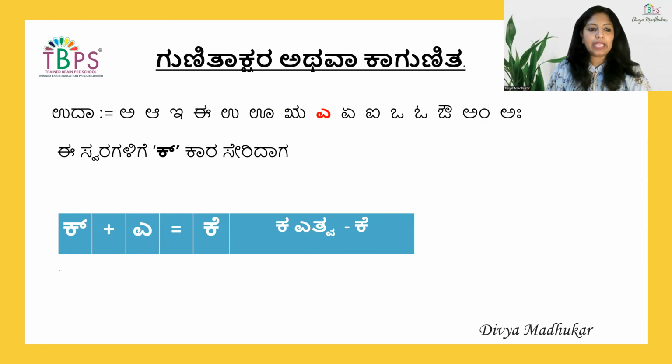Now we are going to add A. K and A is Ka. K etva. Etva Ka. K etva Ka.